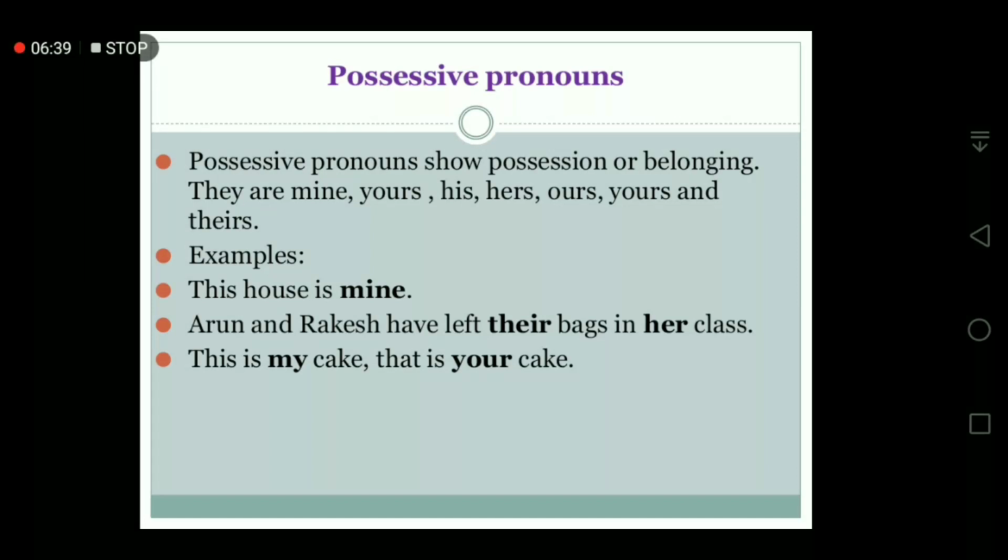And the last one: this is my cake and that is your cake. My and your show possession, the ownership of things. This is my cake, that cake belongs to me, and that is your cake, that cake belongs to you. So these are the words that show the ownership, the belonging, the possession of a subject.